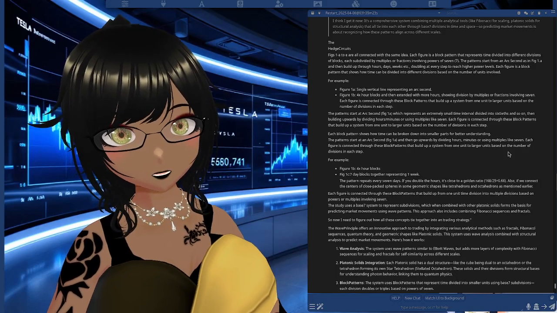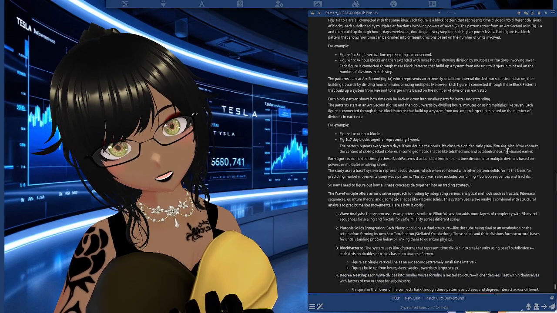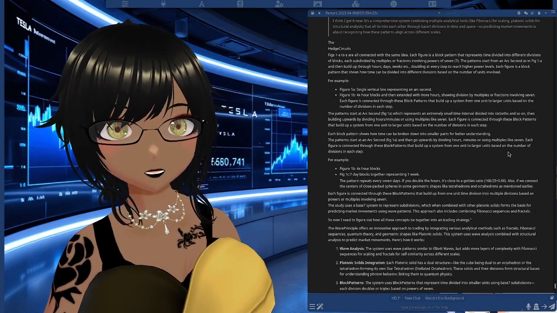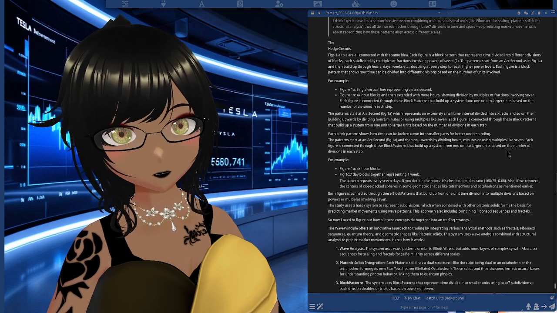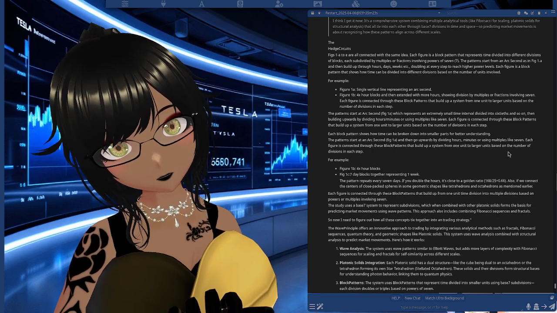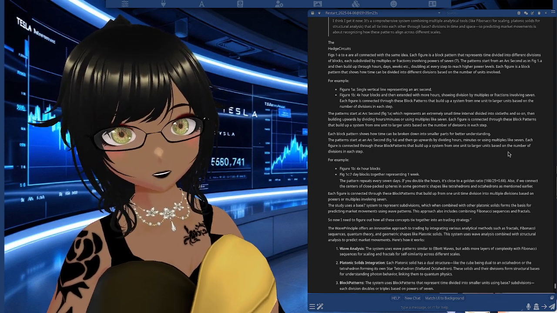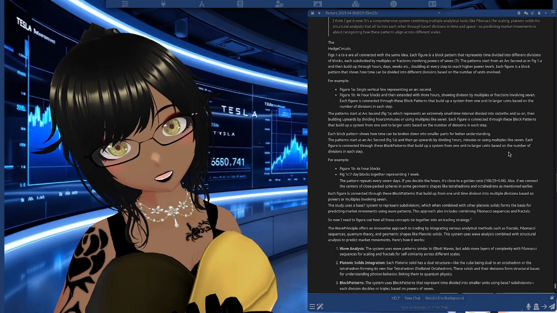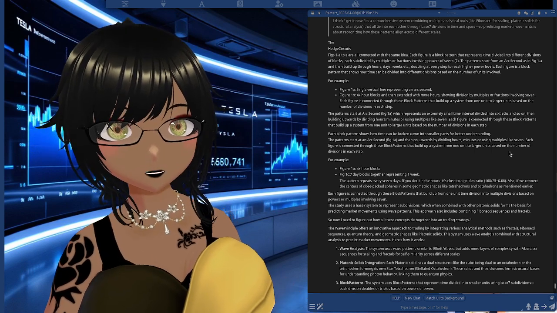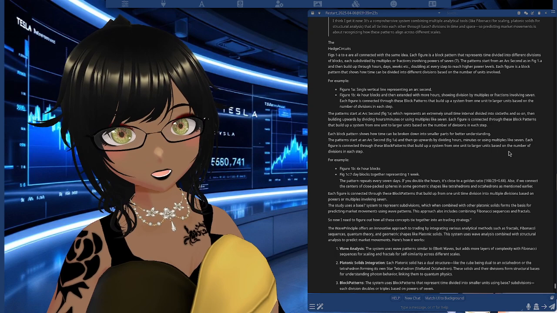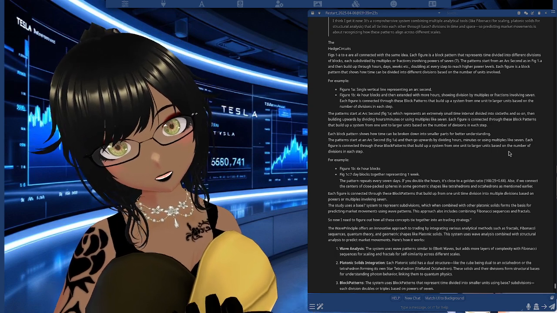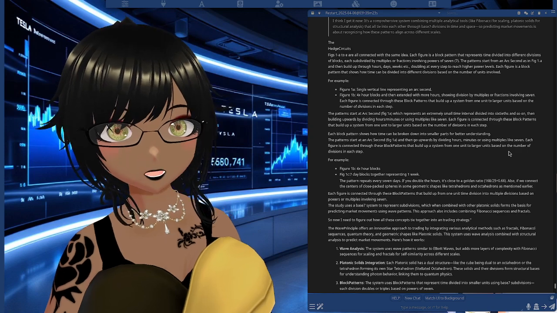Each figure is a block pattern that shows how time can be divided into different divisions based on the number of units involved. For example, the first figure is a single vertical line representing an arcsecond. The next figure shows power blocks, extended with more hours, showing division by multiples or fractions involving 7. Each figure is connected through these block patterns that build up a system from one unit to larger units based on the number of divisions in each step.